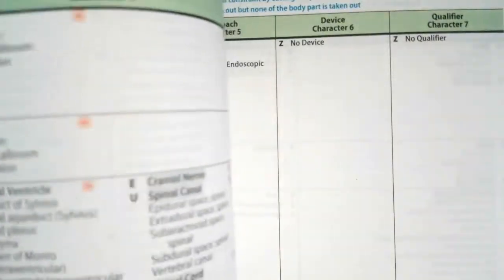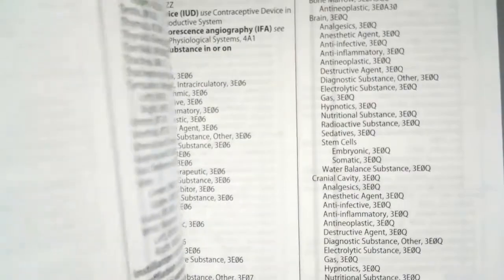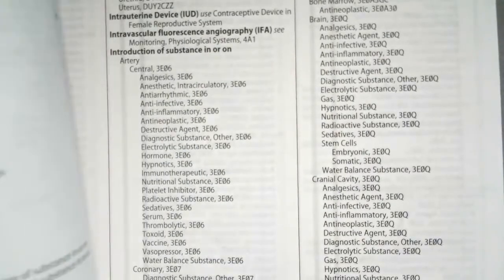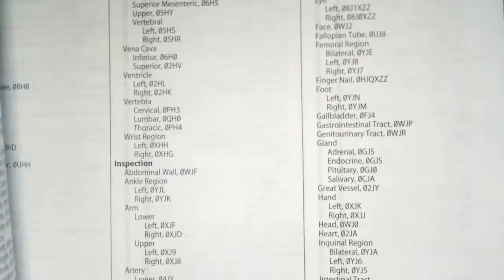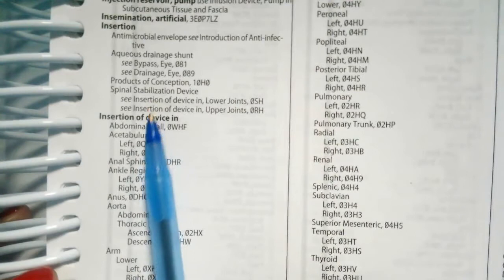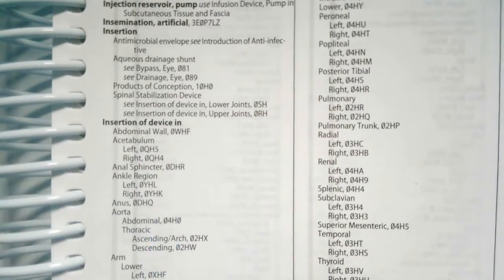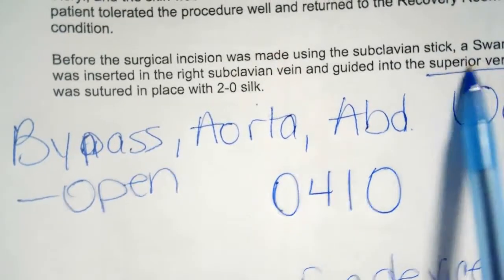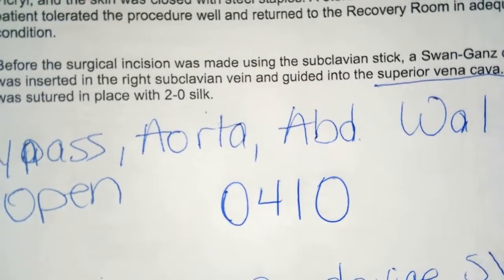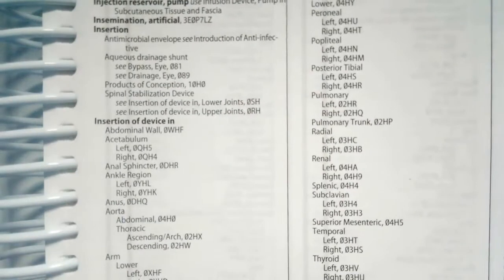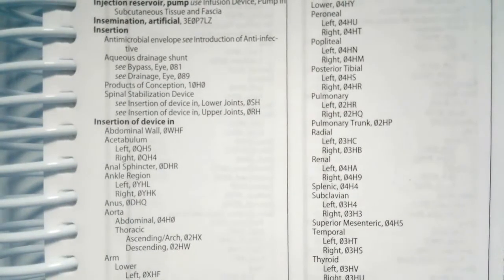All right. Now, while I'm over here, you know what I'm going to do? I'm going to go pick up my second code, which is the insertion of the device. And again, I'm going to start where that term actually begins. So, insertion of device, right? And where was this device inserted? Superior vena cava. Remember we said that earlier? So, now the question is, how do we get there?